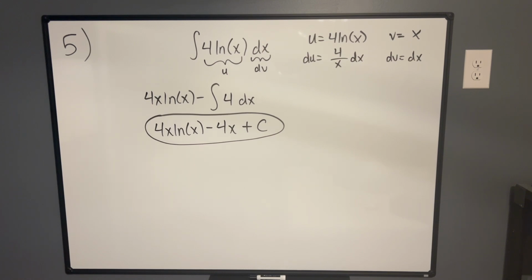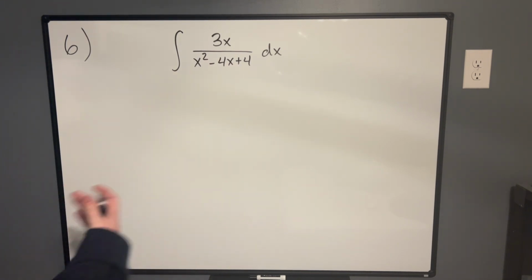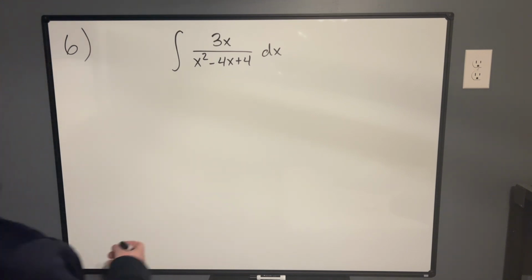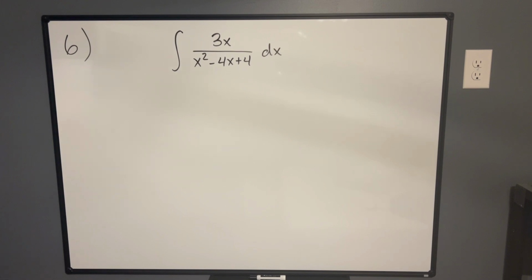Now we're into the last half. We're going to go ahead and start on number 6. All right, so here's integral number 6. We have the integral of 3x over x squared minus 4x plus 4. So the trick here is that we have a polynomial function in the numerator and denominator, which usually will give you a hint that it's either going to be some type of u sub or it might be a partial fraction. In this case, u sub doesn't help us. This one is going to actually have to be partial fractions.